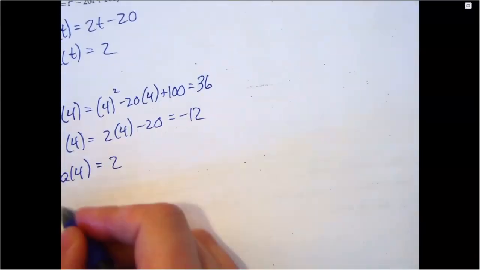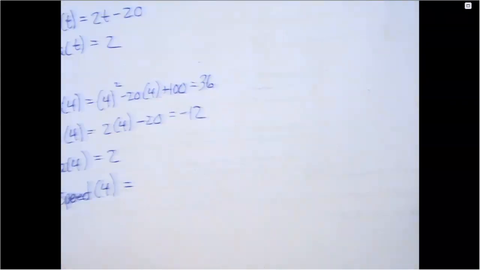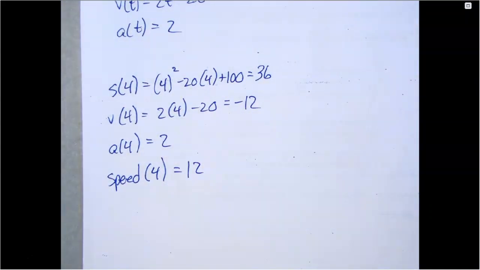And then, I don't know how to notate speed. You just have to write speed. So I'm just going to say, speed at 4. So what's the speed at 4 in this case? It's 12. The speed has to be a positive number. Velocity has a direction attached to it, speed does not. Velocity tells you which direction the person is going, speed just tells you how fast they're going.